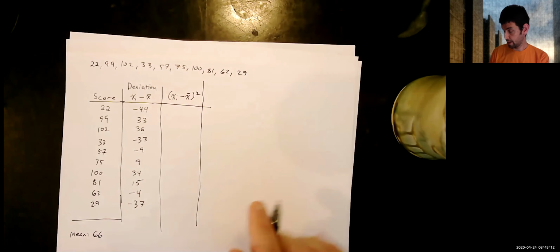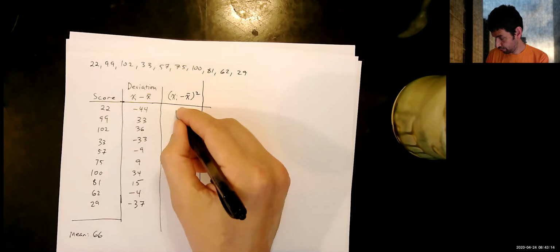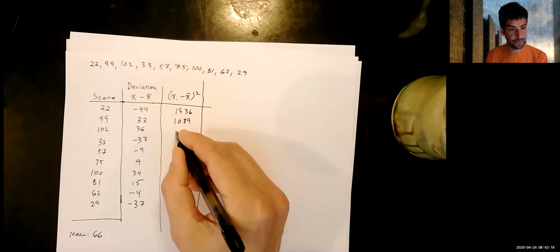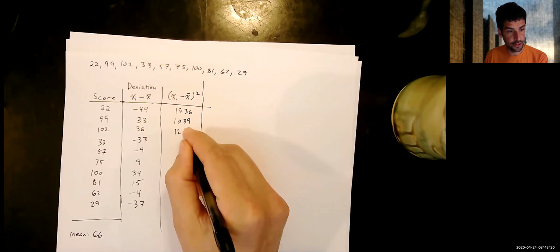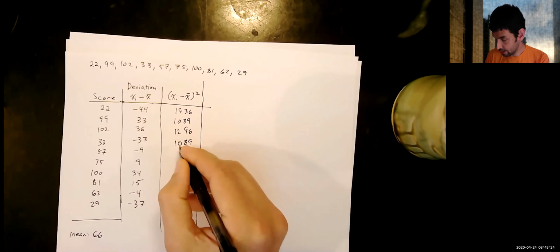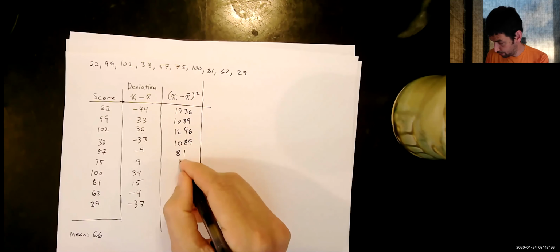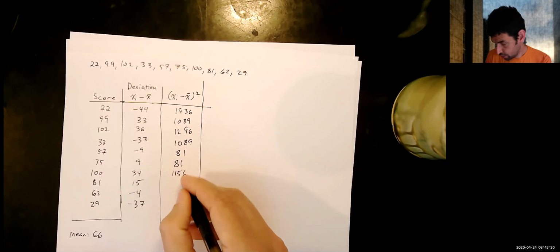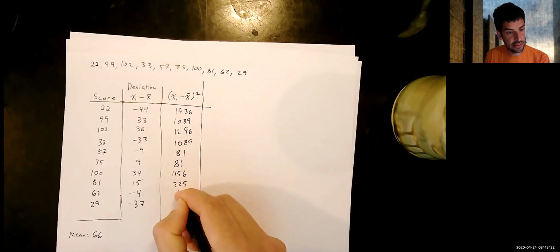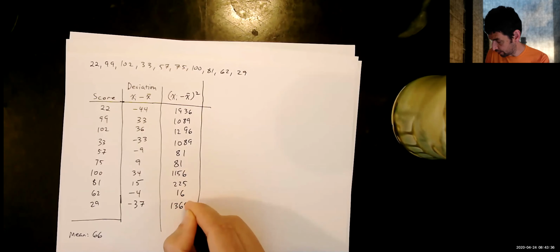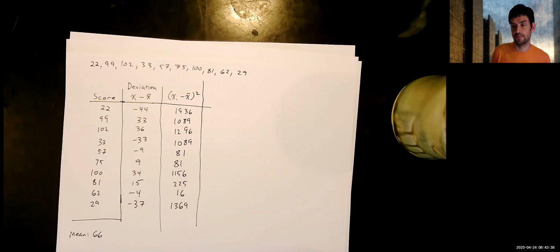So then I just squared each number: 1936, 1089, 1296, 1089, 81, 81, 1156, 225, 16, 1369. Okay.